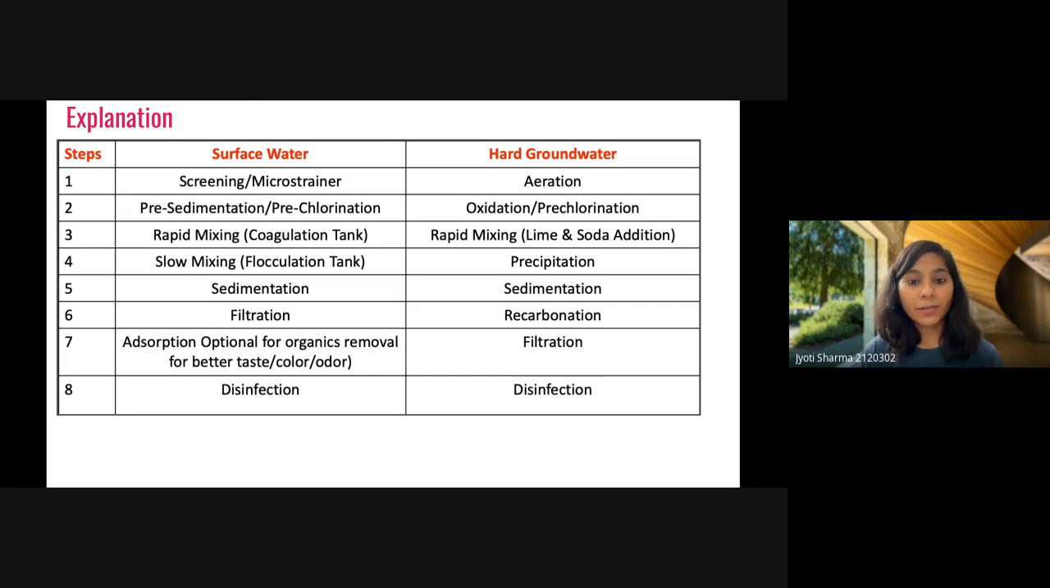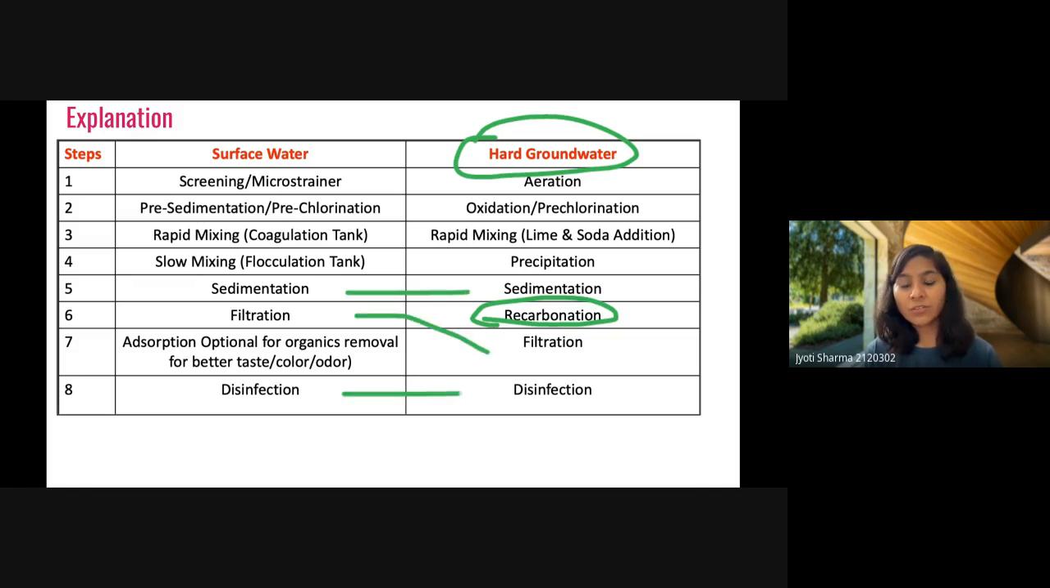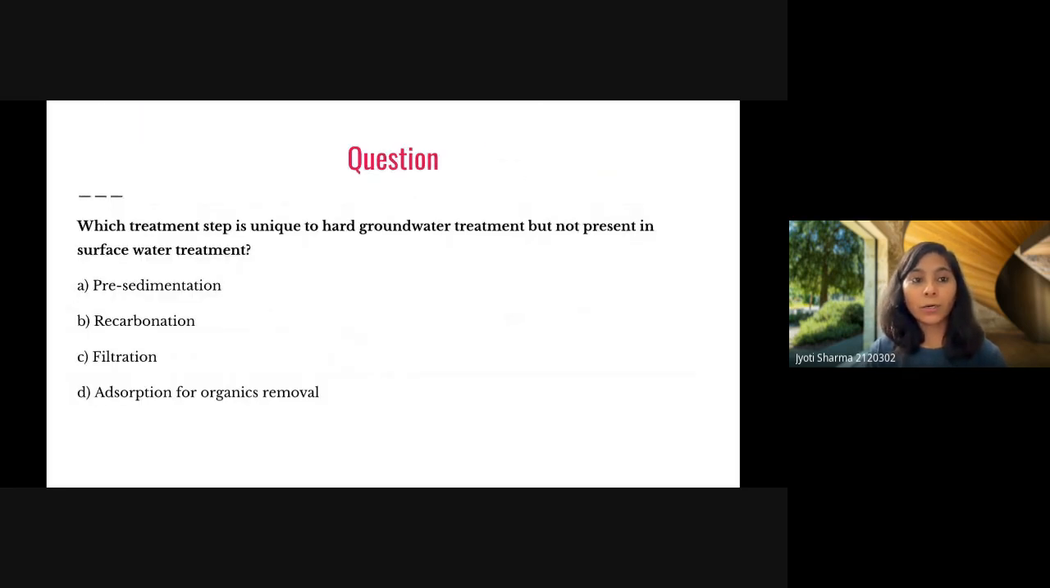So we studied this, right? And I asked which step is unique for the hard groundwater. So this is recarbonation. Sedimentation is same, filtration is also same, disinfection is also same. This is unique for the surface water, and this is unique for the surface water. But I asked which step is unique for the hard groundwater, and this will be the recarbonation. So that's how here the option B will be right, not A and not also D.